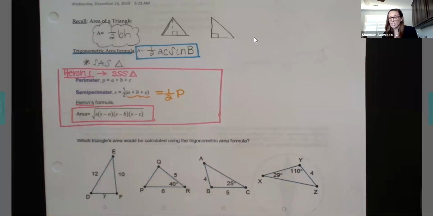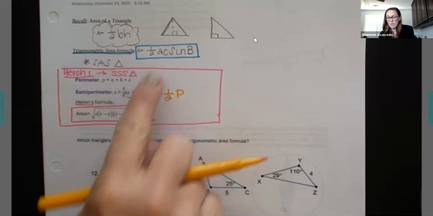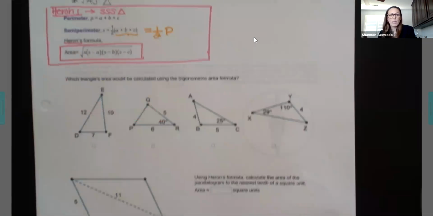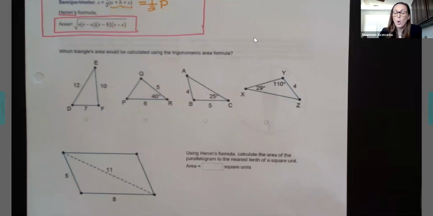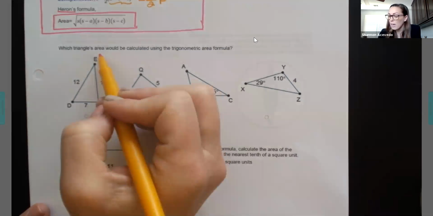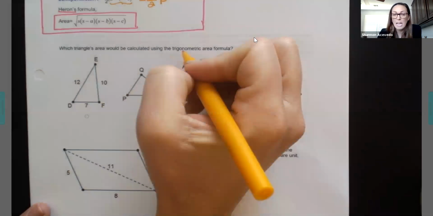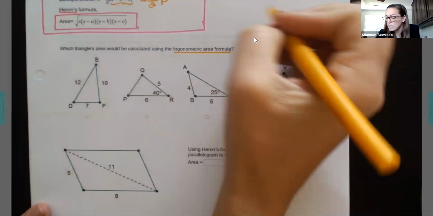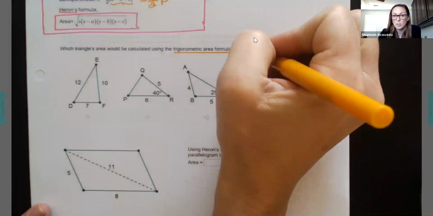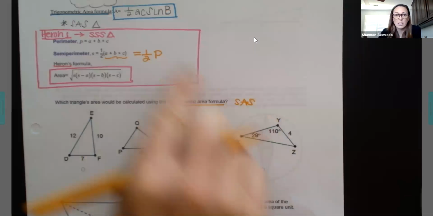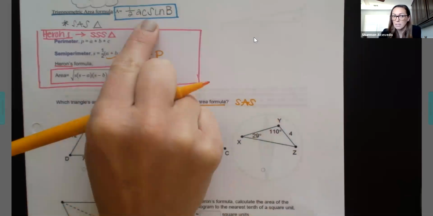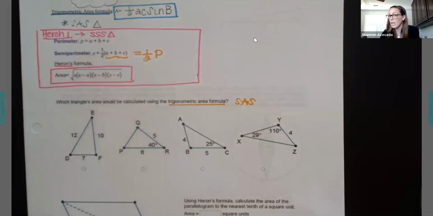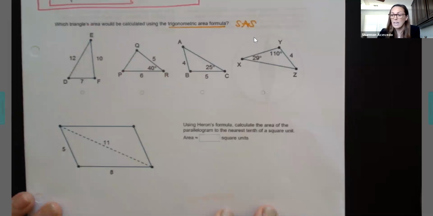So let's go ahead and use some of this information. These are going to be the two that you're going to be focusing on today. So this first one says, which triangle area would be calculated using the trigonometric area? So again, we're going to use trigonometric. That's the one where we need to know a side, angle, and side. That's different than Heron's. They're calling them by their different names. You need to recognize that. So we're looking for a side, angle, side triangle.